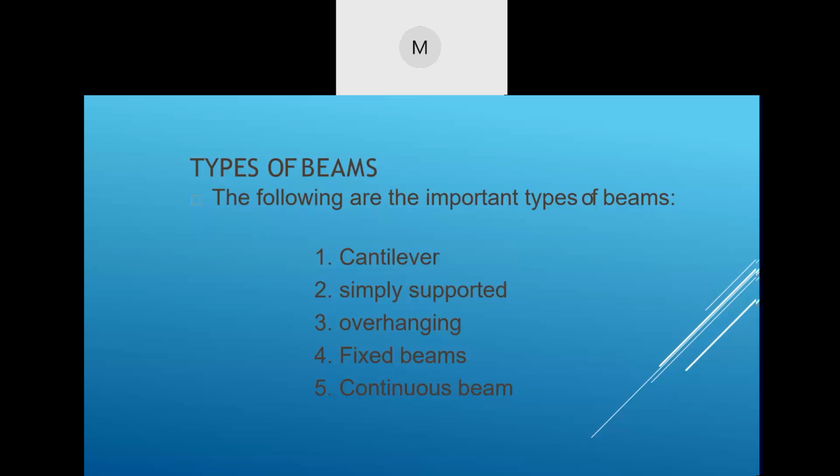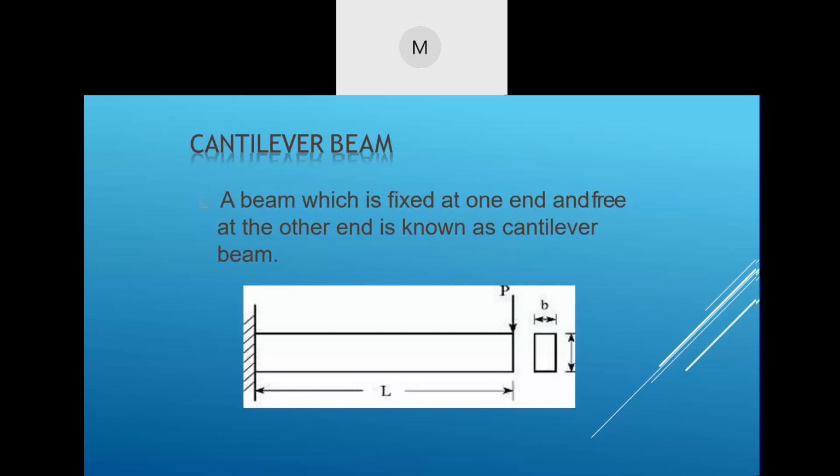Let us revise a bit. There are different types of beams, as you all know. Number one is cantilever. So what is a cantilever beam? A beam which is fixed at one end and free at the other end is known as a cantilever beam.